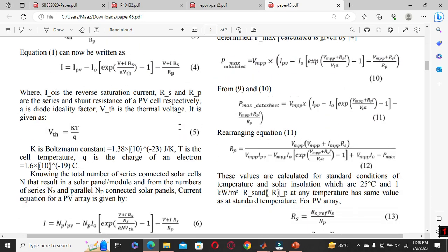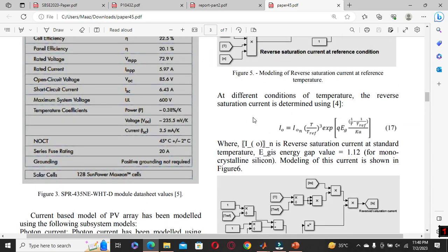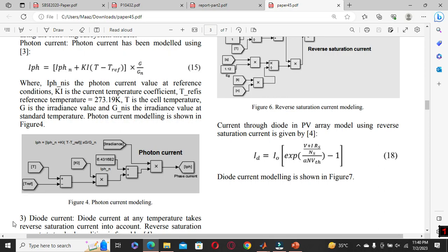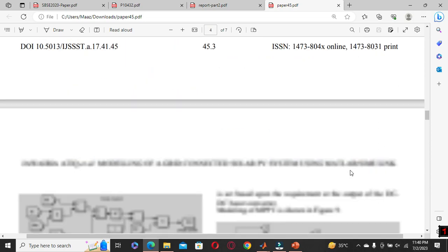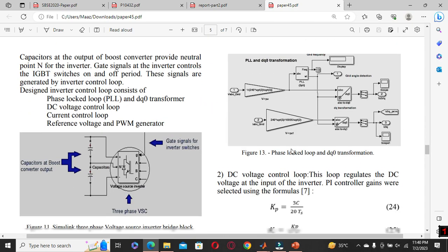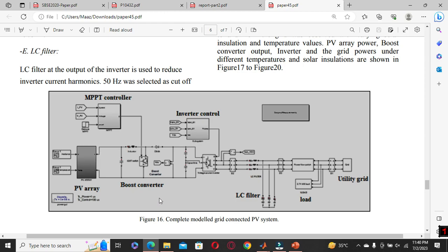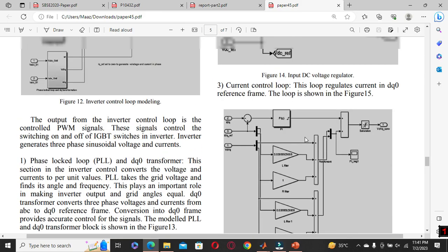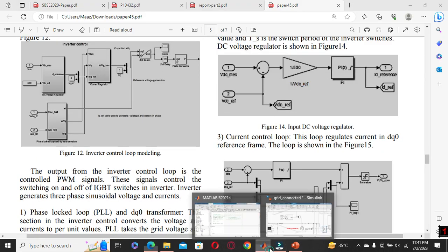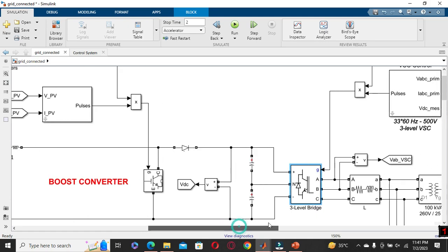So here you can see a lot of equations, and this is the model that I designed here. This is a PV array, this is a boost converter, this is inverter control, VSC, and this is the MPPT controller, and this is the transmission line, and LC filter, and a load, and the utility grid. The values may be different in our simulation. So let's move to the next part.